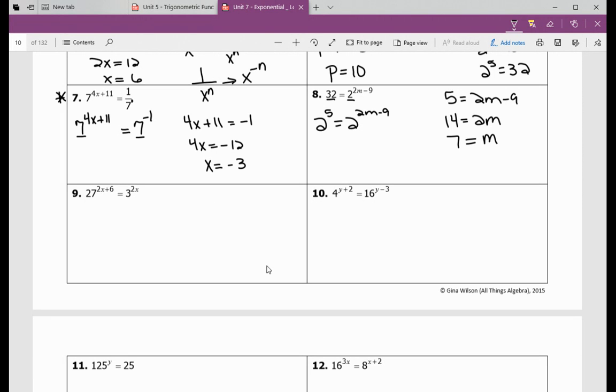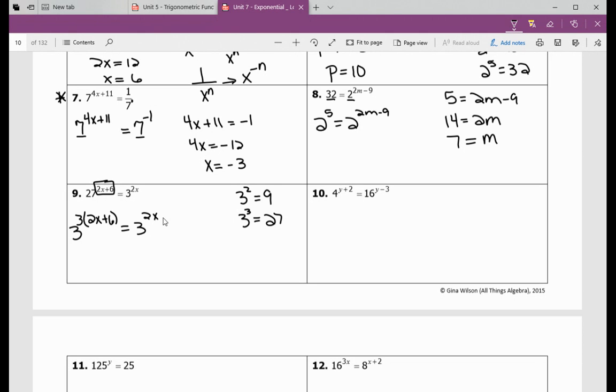All right. For number 9, the smallest base I see is a 3. So I'm going to start with that and see if I can change 27 to a base 3 number as well. So 3 squared is 9. 3 to the third is 27. So I can replace 27 with 3 to the third. But notice there's already an exponent out there. So we've got 3 to the third times 2x plus 6 equals 3 to the 2x power.